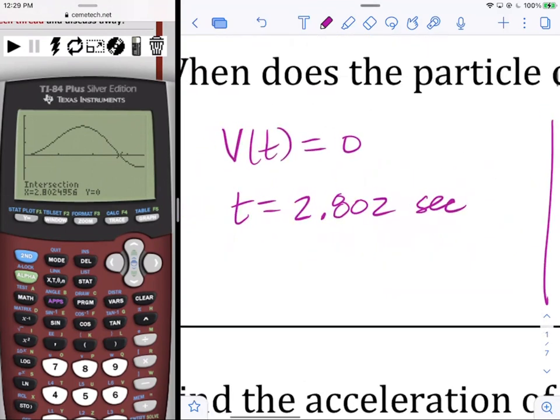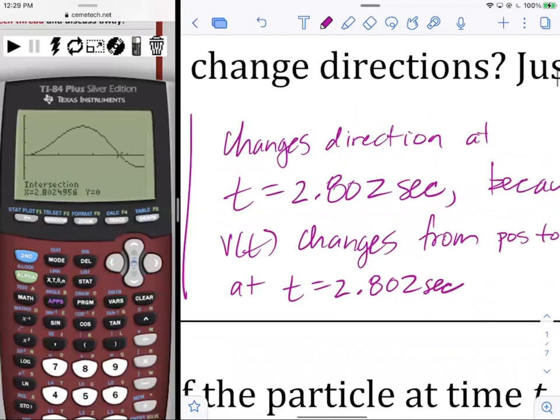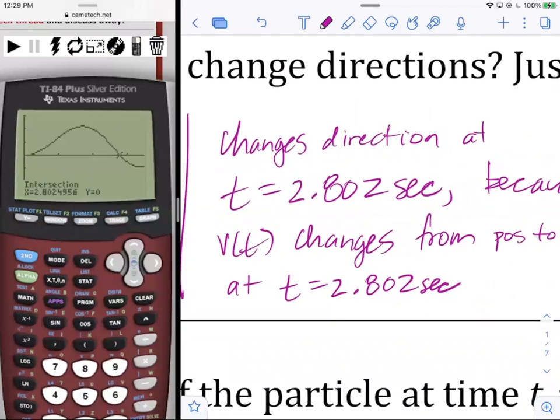Now, just because a velocity is equal to 0, does that mean that it has to change direction? No, I can walk towards the door, stop, continue walking towards the door. I don't have to change direction. So it's more than just v of t equaling 0. It has to pass through 0 if it's through a continuum. So that's why there's a difference in saying t equals 2.802 seconds underneath v of t equals 0, and then answering the question over here.